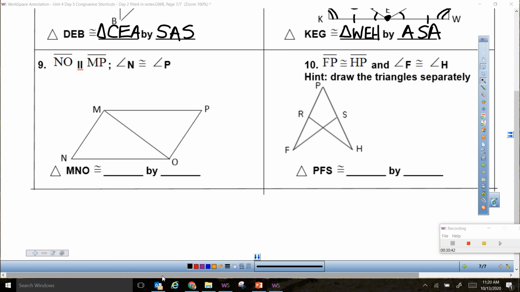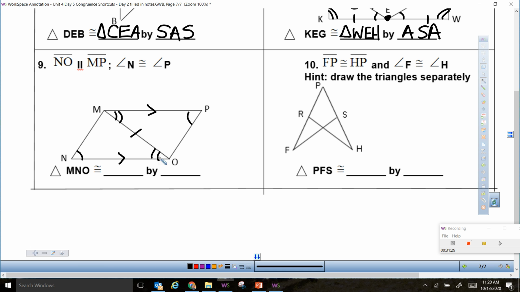Next one. It tells us that side NO is parallel to side MP. So those two sides are parallel. And then it tells us that angle N is congruent to angle P. So angle N and P are congruent. What else is congruent on those triangles? The shared side, so mark the shared side as congruent. I need something else. Alternate interior angles. If these two lines are parallel lines, MD is my transversal. So this angle and this angle are alternate interior angles, and alternate interior angles are congruent.